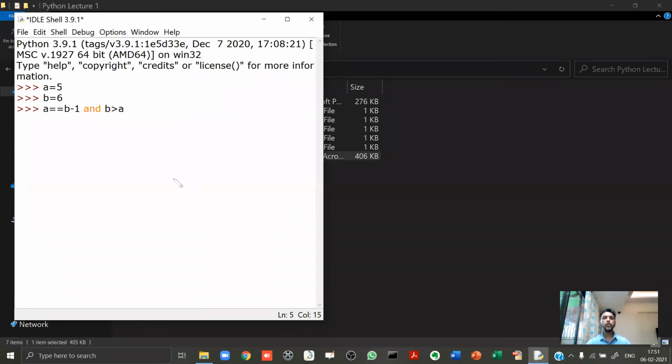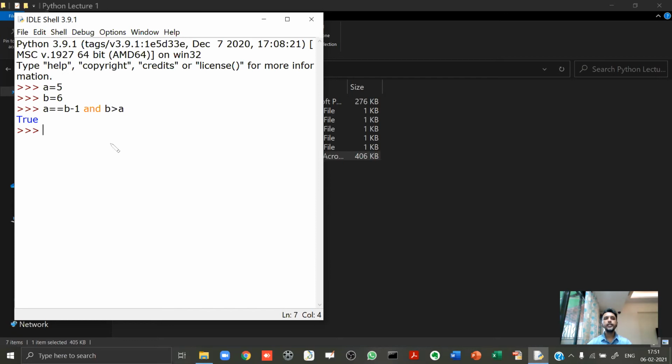Over here, first of all, the Python interpreter will do the operation b minus 1. Now what is b minus 1? It is equal to 5. So this will become a equal to 5. Is it true? Yes, it is true. Then come to b greater than a. Is it true? Yes, it is true. Now what is true and true? True and true will give you true. I hope you understood this.